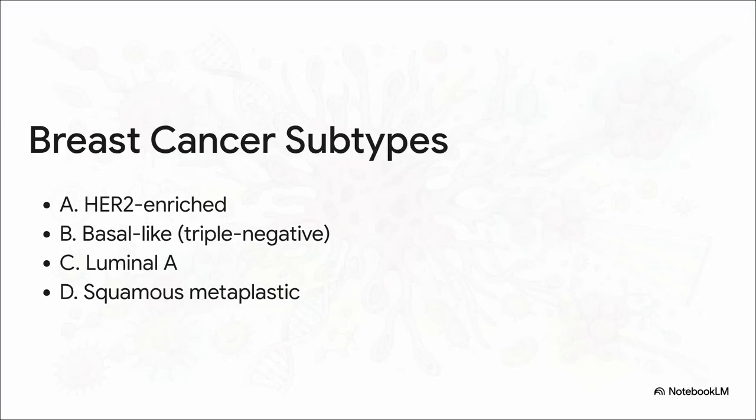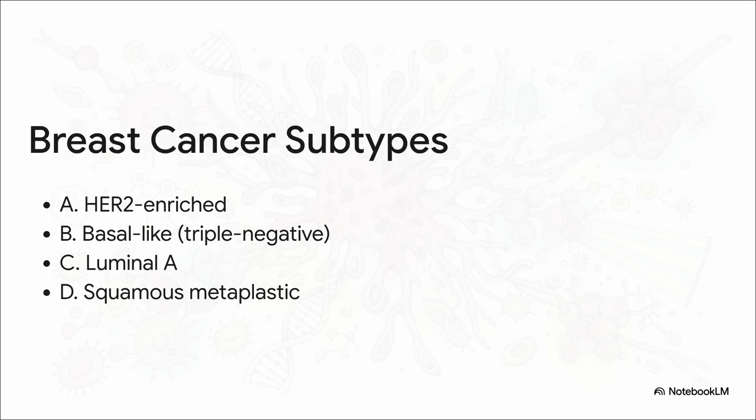Question 16. An ER-positive, PR-positive, HER2-negative breast cancer profile classifies as which intrinsic subtype? A. HER2-enriched, B. Basal-like or triple-negative, C. Luminal A, or D. Squamous intrinsic metaplastic? The answer is C. Luminal A is hormone receptor positive and HER2 negative.